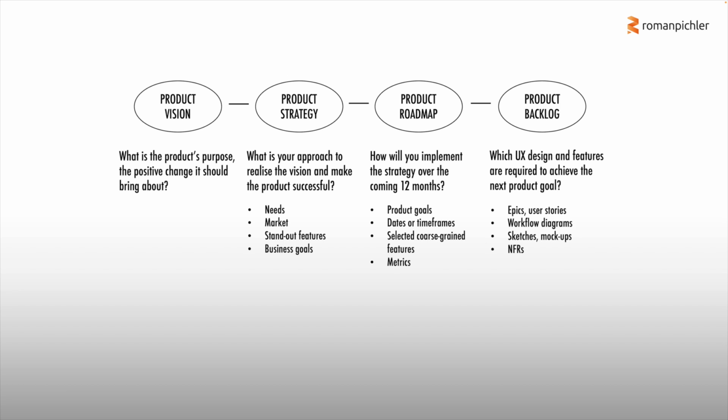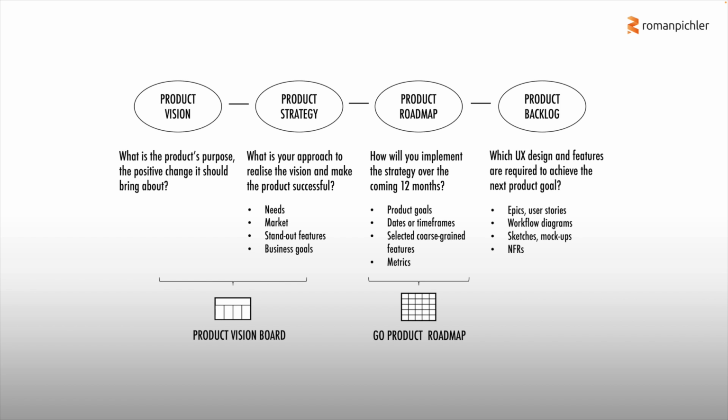In addition to the 4 artifacts described earlier, my model offers 2 templates that I have created: the product vision board and the Go product roadmap. The product vision board helps you capture the product vision and strategy. The Go product roadmap helps you communicate a product roadmap that is based on product goals and outcomes.